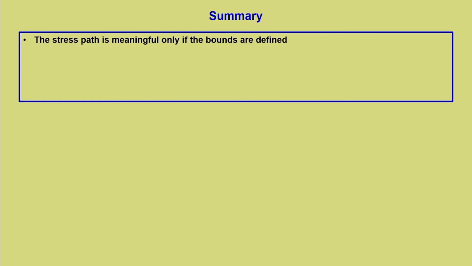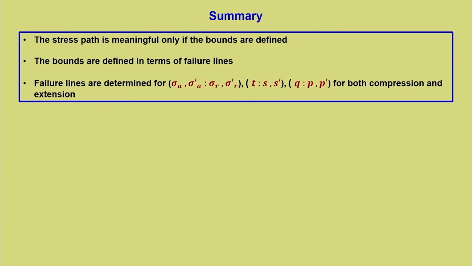So, summary of today's lecture: the stress path is meaningful only if the bounds are defined. The bounds are defined in terms of failure lines, and in this lecture the failure lines are determined for sigma A dash, sigma R dash plot, T S dash, Q P dash for both compression and extension. So, that is all for today's lecture. In the next lecture, we will see what the stress paths are for common cases that we encounter, the common types of stress variations. We will try to see the stress path.